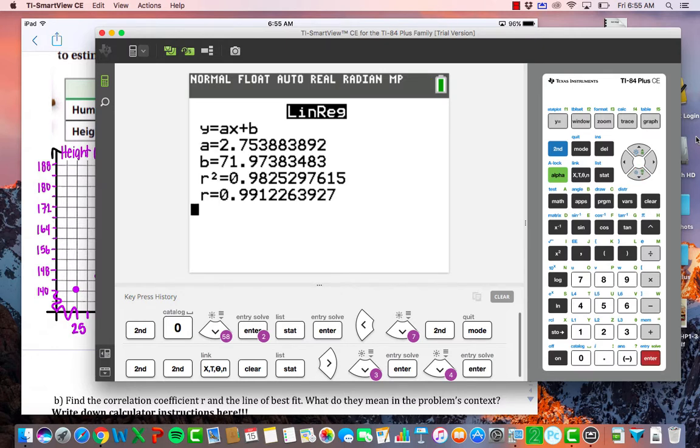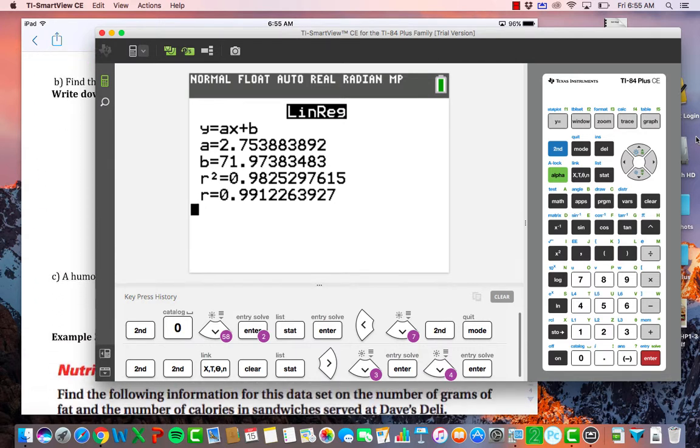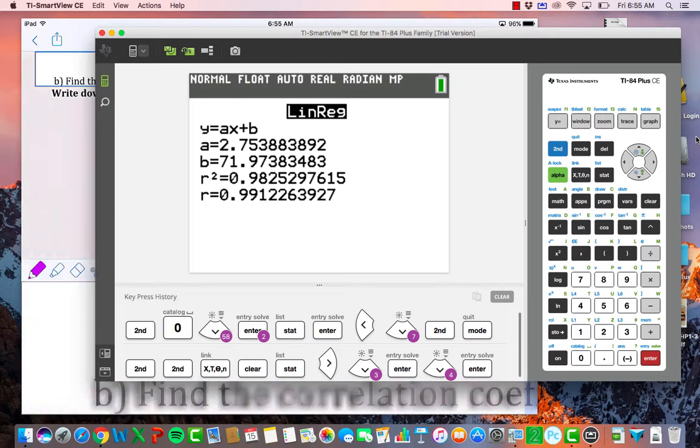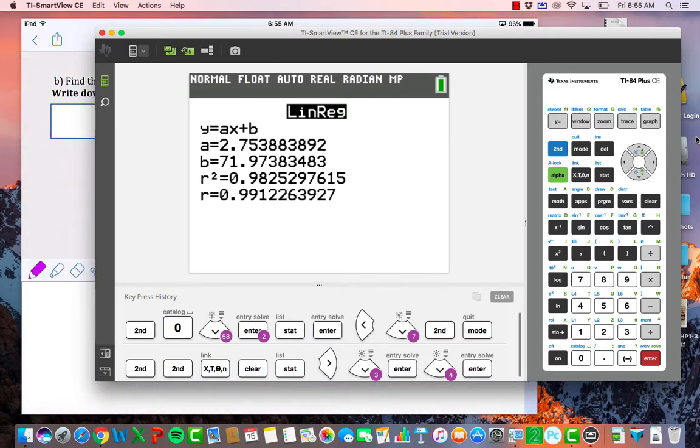Boom! Would you look at that? I had some linear regression. So it looks like my correlation coefficient is, and I'm just writing this down before I exit off the graphing calculator because I'm not going to be able to see it, 0.991. Okay, so a very strong linear correlation. It's not a perfect one, but it's super strong.